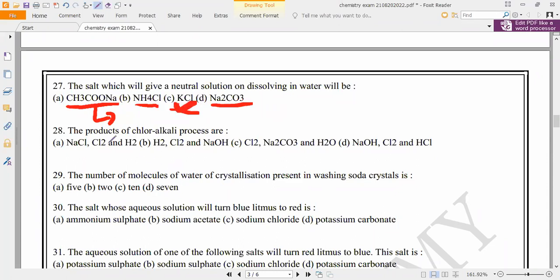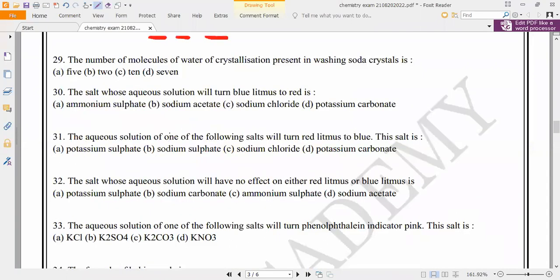Next, the products of the chlor-alkali process. Hydrogen gas, chlorine gas, and sodium hydroxide. Very good. That is why it is called chlor-alkali.